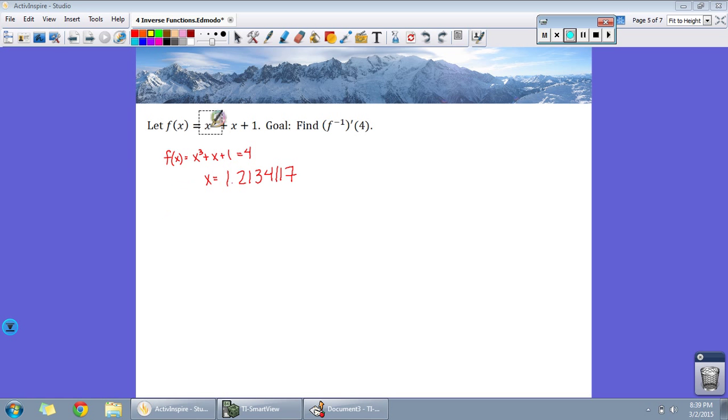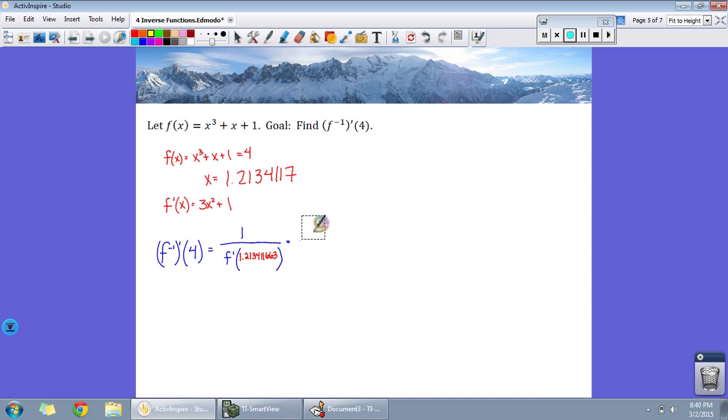Now we're going to take the derivative of our original function. Not too bad. F prime of x equals 3x squared plus 1. Now we know, using that theorem that we just learned, that the derivative of the inverse at 4 is going to equal 1 over the derivative of the original at that x value that we found. So this is going to be 1 over 3 times that x value squared plus 1. And that's simple enough to find.